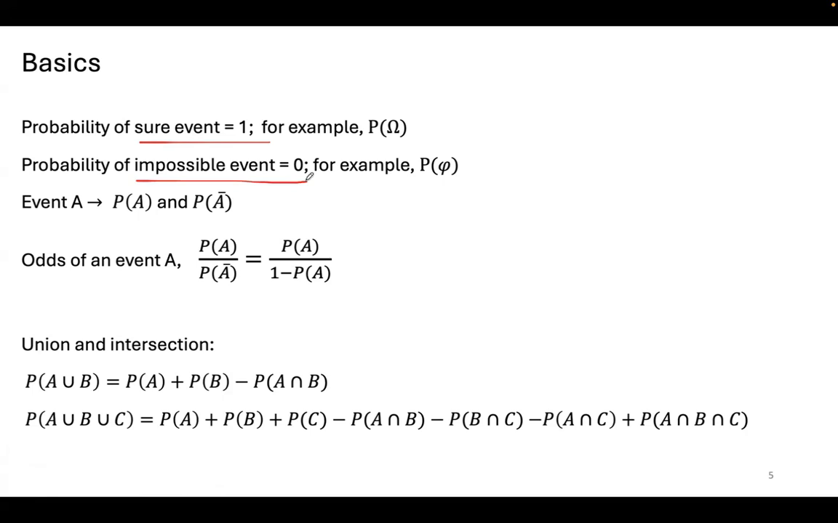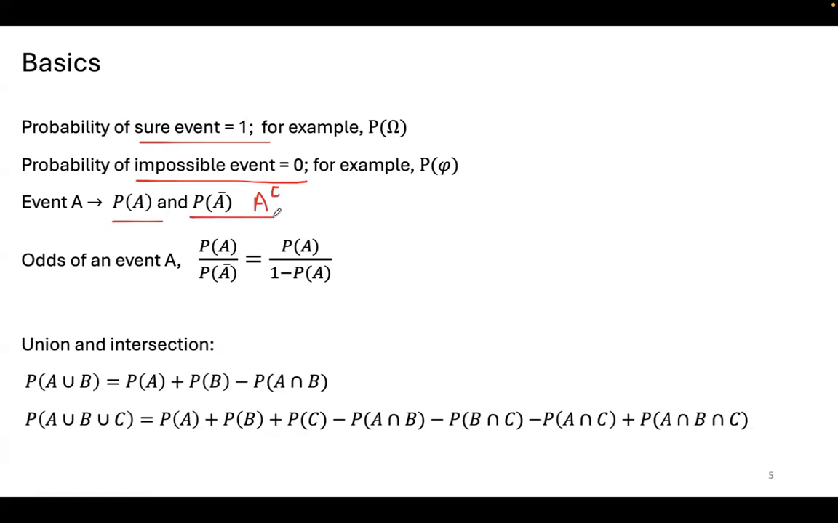And when you define an event A, you get the probability of A. And if you want to find the probability of A not happening, then you get what is known as the probability of not A, or the probability of the complement of A. That is denoted by both A bar and A with a superscript C. Both of them mean the same thing.